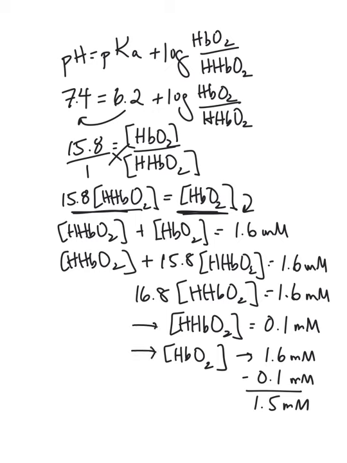Protonated and deprotonated. You do the same exact thing to do the deoxy forms. The only difference is that the pKa that you use for the deoxy forms is going to be different. It's going to be 7.7 for the deoxy. And then the deoxy forms also add up to 0.4 millimolar.